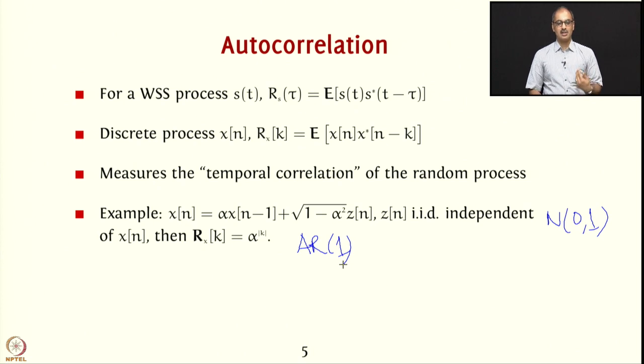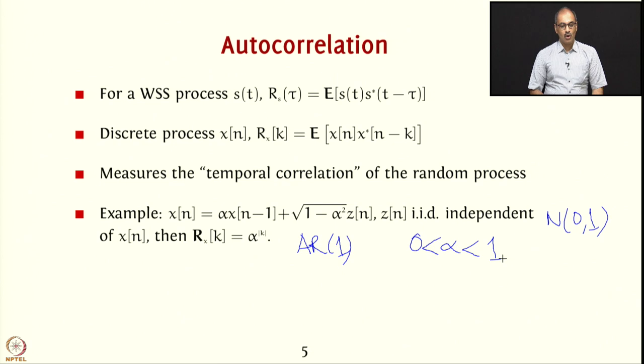The reason is because the random process depends on itself, that is Xn depends only on Xn minus 1, and it depends on only one past time instant. So if you have dependence on Xn minus 1 and Xn minus 2, you will call it an AR2 process and so on. Let us assume that alpha is a number that is real and between 0 and 1.